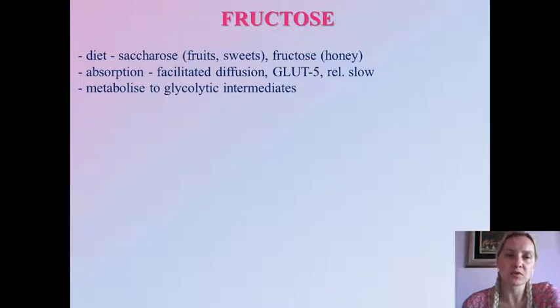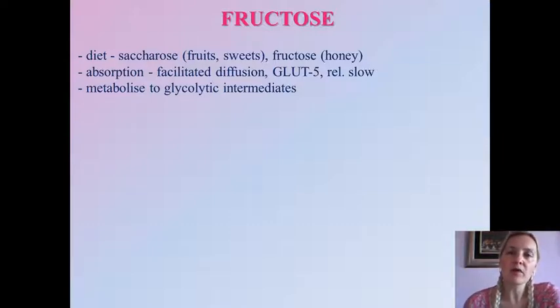Speaking of the fructose molecule, it enters our organism through diet. So it's present in the form of saccharose in numerous fruits and sweets and industrial processed food, or in the free form, in the form of fructose, for example, from honey.